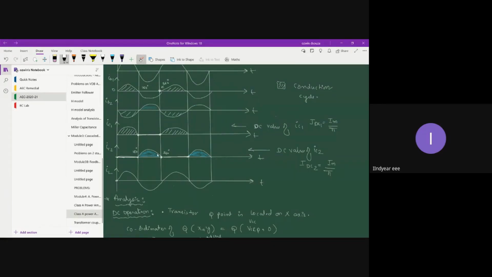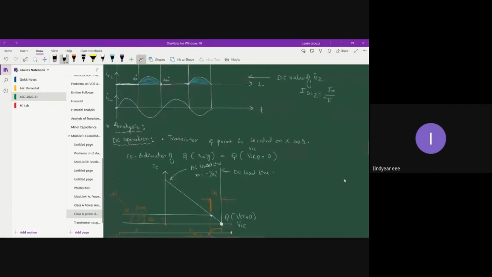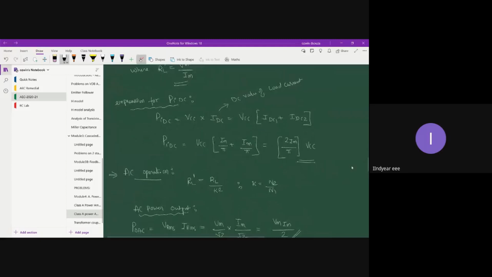So while writing down an expression for DC input, PI DC is equal to voltage into current: DC voltage into DC current. What is that total DC current? The total DC current comprises IDC1 of IC1 and IDC2 of IC2.